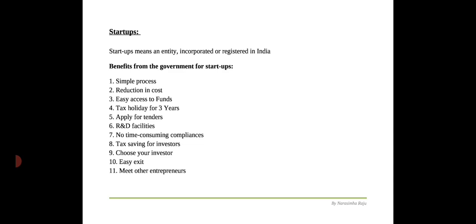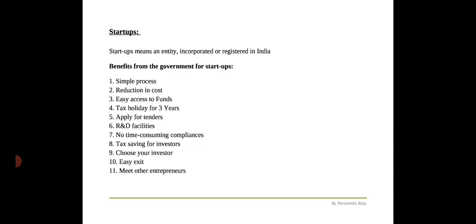The next one is tax holidays for 3 years. Startups will be exempted from income tax for 3 years provided they get a certification from the interministerial board, called the IMB. The next one is apply for tenders. It is one of the benefits provided by the government for startups. Startups can apply for government tenders. They are exempted from the prior experience or experience organization criteria required of normal companies answering government tenders.